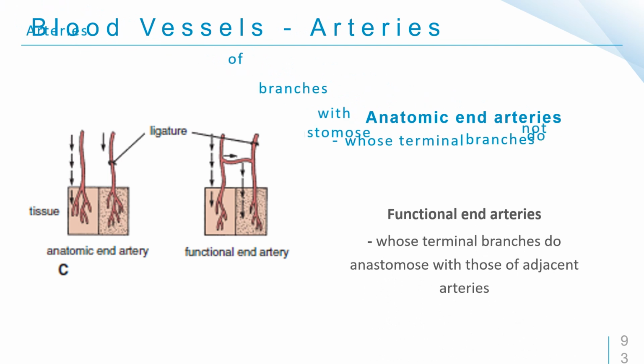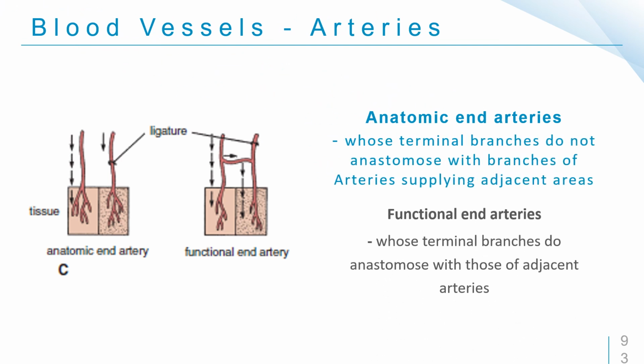Anatomic end arteries are vessels whose terminal branches do not anastomose with the branches of arteries supplying adjacent areas, while functional end arteries are vessels whose terminal branches do anastomose with those of adjacent arteries, but the caliber of the anastomosis is insufficient to keep the tissue alive should one of the arteries be blocked.